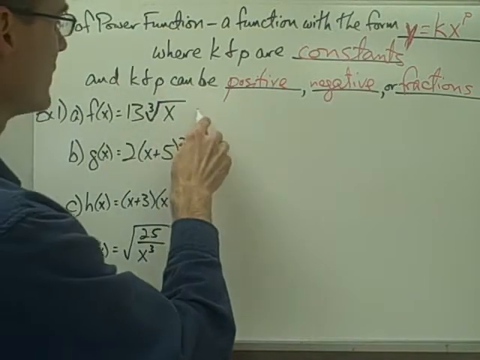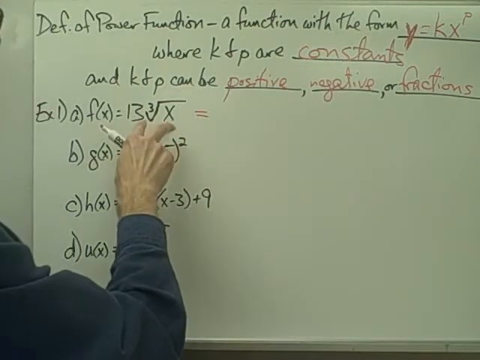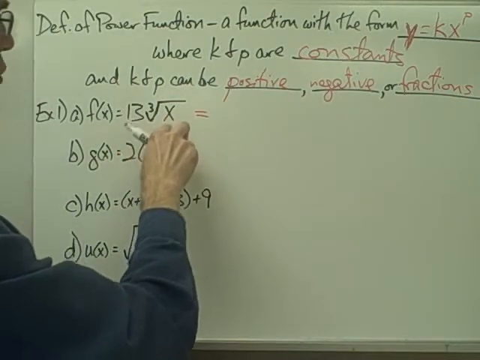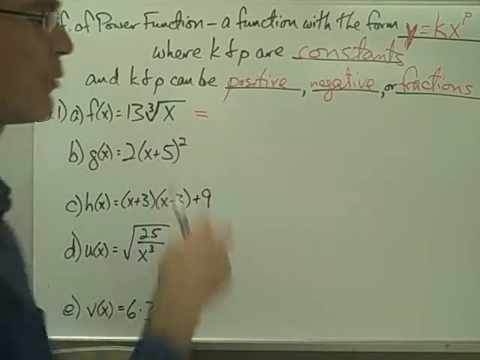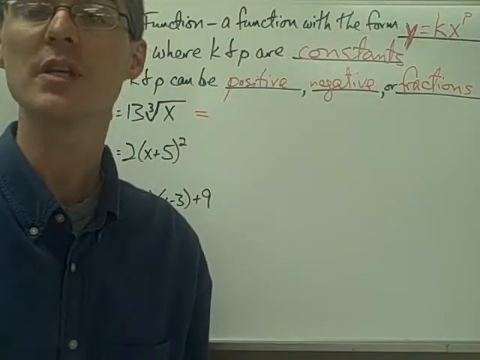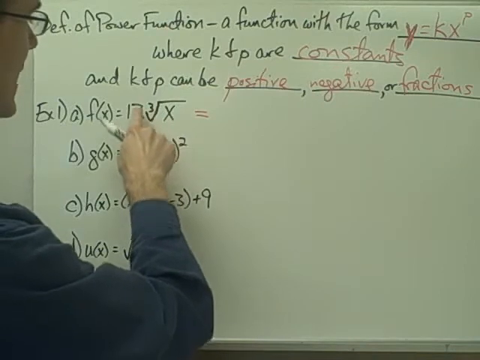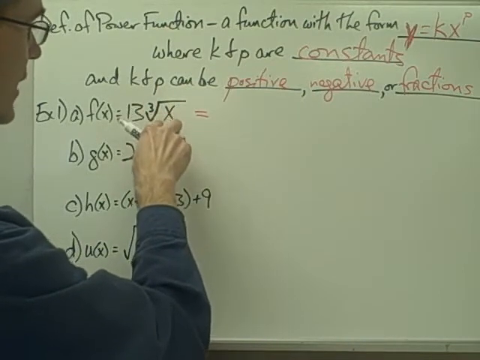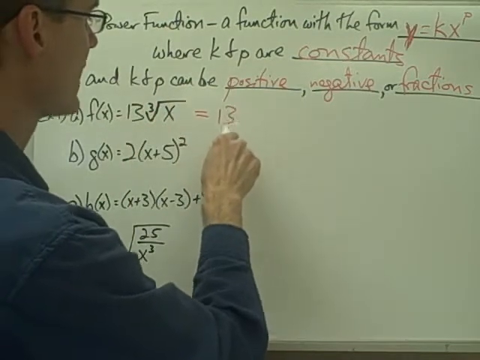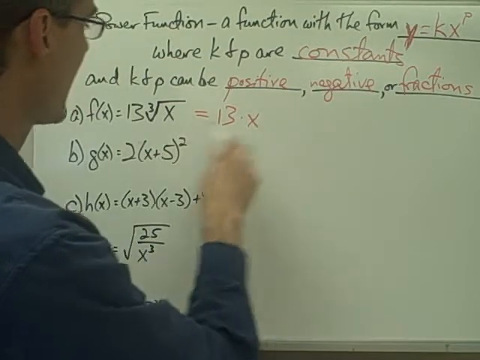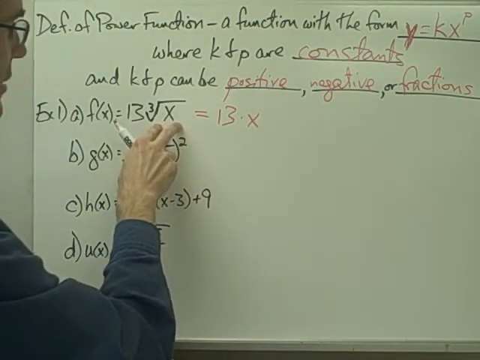Let me rewrite this in a form where, instead of a root symbol, I'm using a fractional exponent. And I know that anytime I've got a variable under a radical sign, I can rewrite that as the variable, the part under the radical sign.